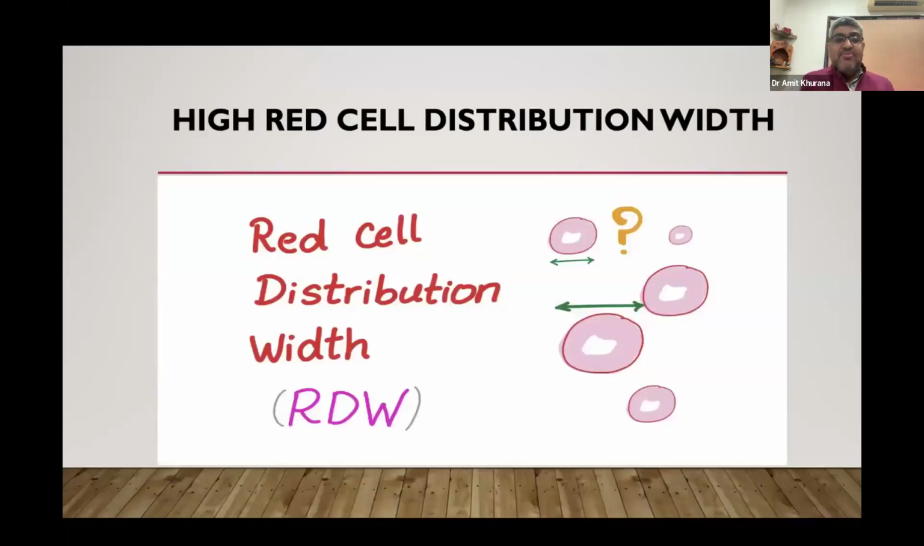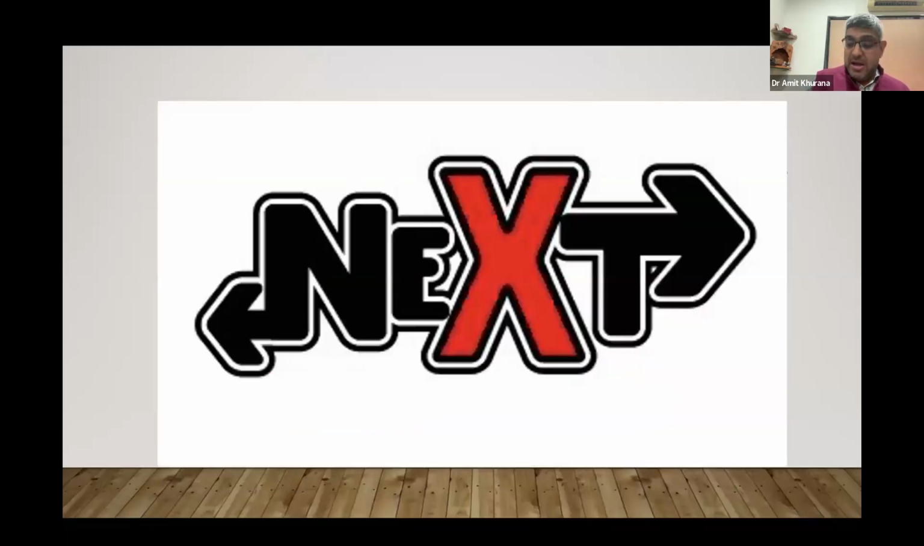Apart from this, what is important is your red cell distribution width. Because of B12 deficiency, you get these macro-ovalocytes, and that will also mix with your normal size RBCs. And hence the distance between the RBC sizes will tend to increase. And this will lead to a high red cell distribution width in case of megaloblastic anemia.